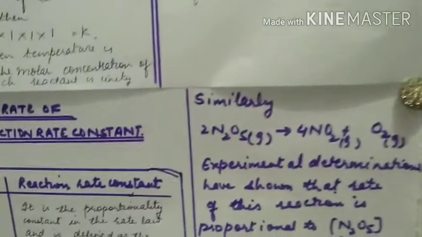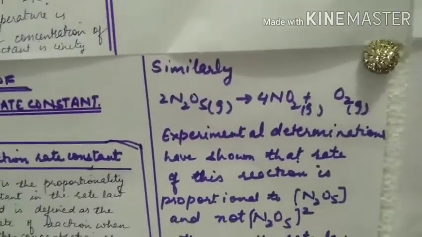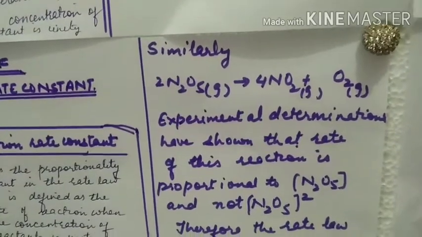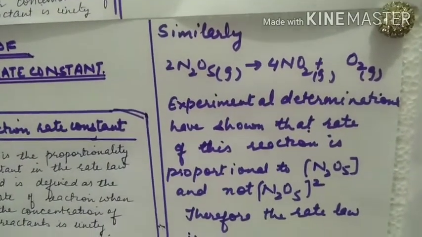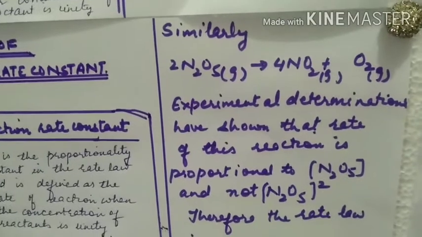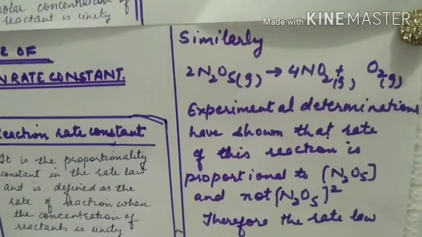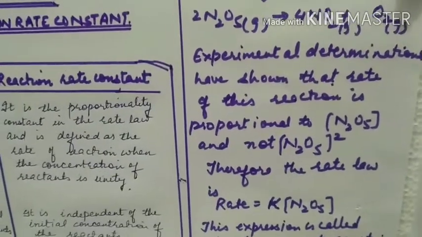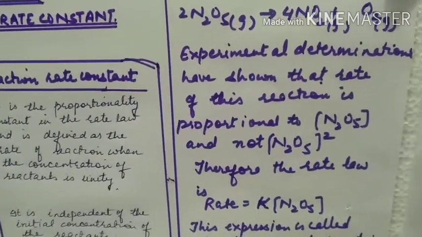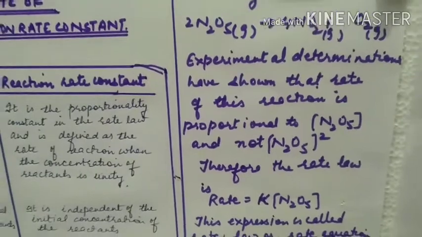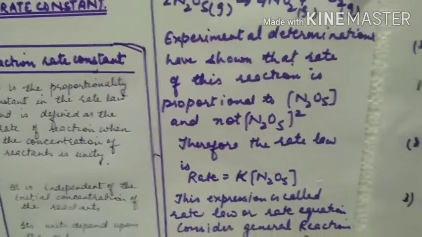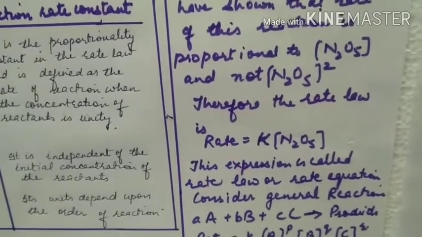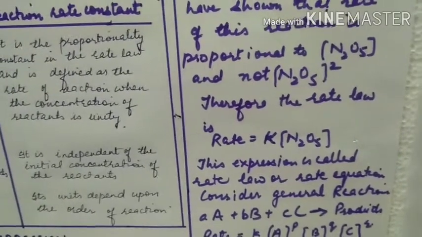Similarly, in this reaction, 2N2O5 gives 4NO2 plus O2. Actually determined values have shown that rate is proportional to concentration of N2O5, not N2O5 square. Therefore, the rate law is rate is proportional to concentration of N2O5, or rate is equal to K into concentration of N2O5. So this expression is called rate law or rate equation for this reaction.